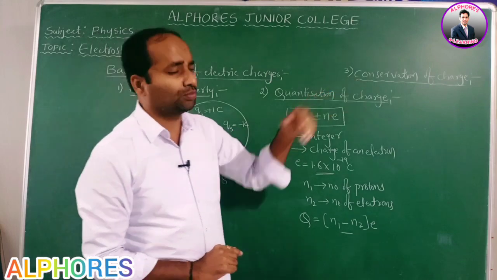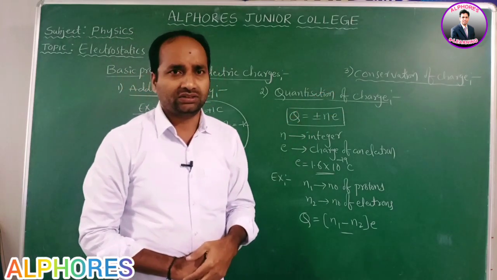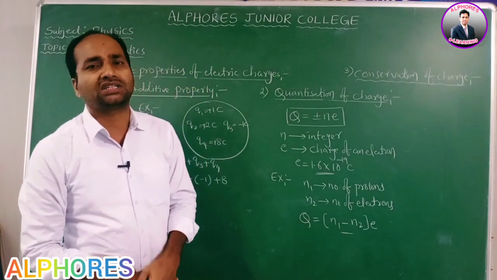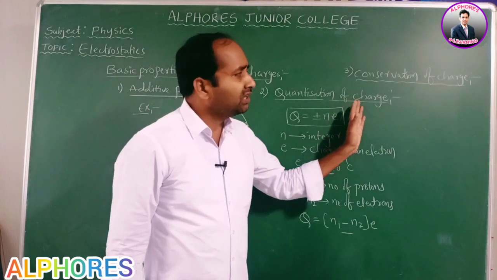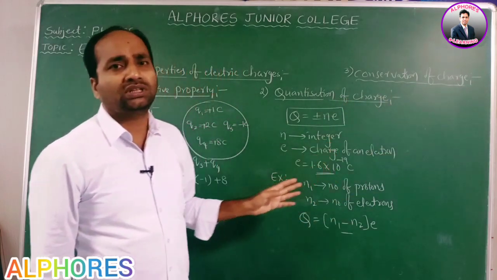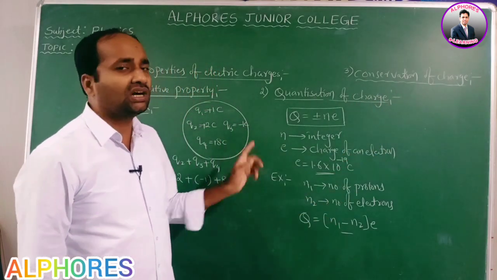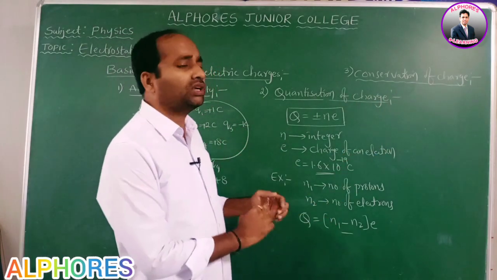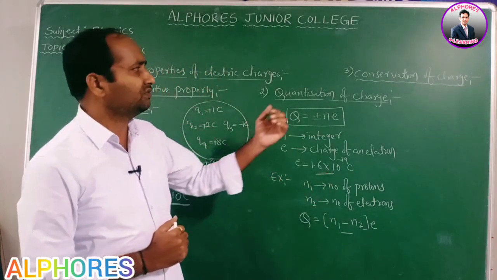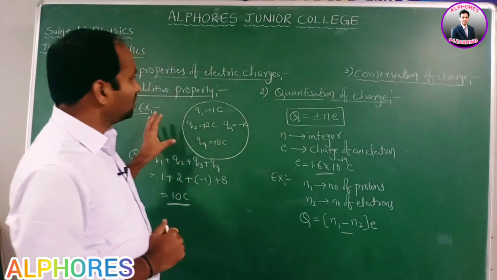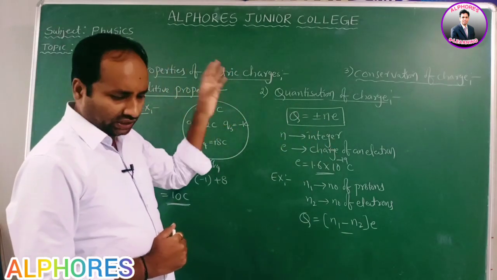Okay, this is the third property. We have some different properties. Charge is invariant. What does charge invariant mean? When the charged particle is in motion, the magnitude of the charge cannot change. Charge is invariant. If the charged particle is in motion, its magnitude cannot change. That is the fourth one. So these are the most important properties of the electric charge. Okay, next.